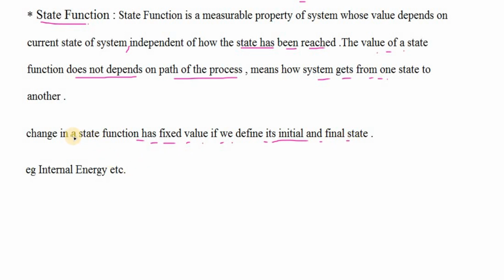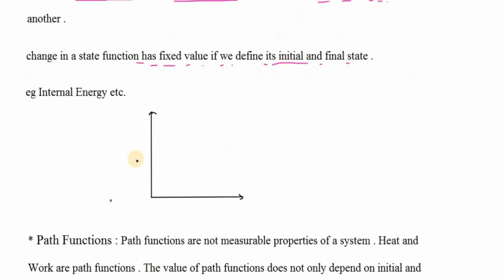For example, internal energy. Whatever the change is, it only depends on the final and the initial value. It doesn't depend on how the process has gone. So let's consider a PV curve. Here we have internal energy U1 and here internal energy is U2. Now we have three different paths. First it goes by this path, second by this path, and third time by this path. So these three paths are followed.